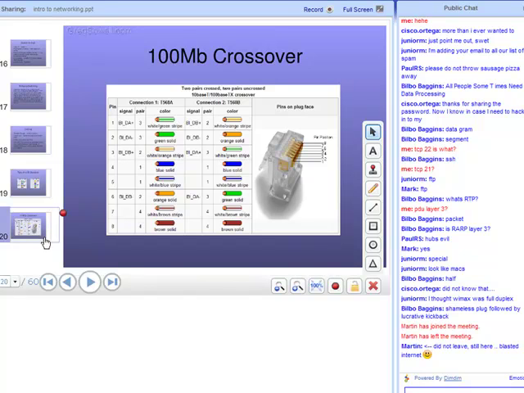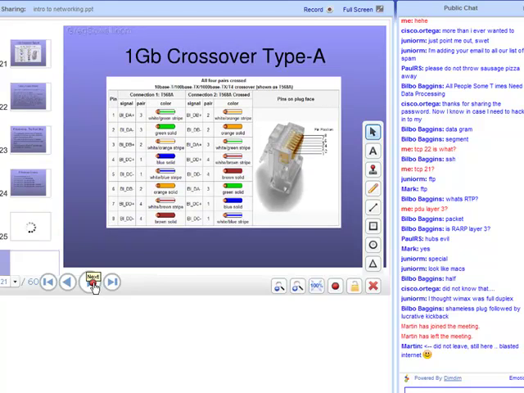There's your crossover. Pretty straightforward. Let's see, 1 gig crossover. Most people don't realize, and I've talked to cable guys whose bread and butter this is, that there's actually a gigabit crossover. There was a special crossover just for gigabit cables.